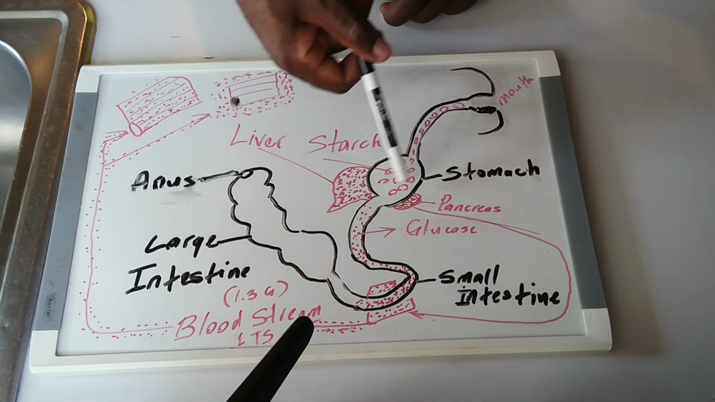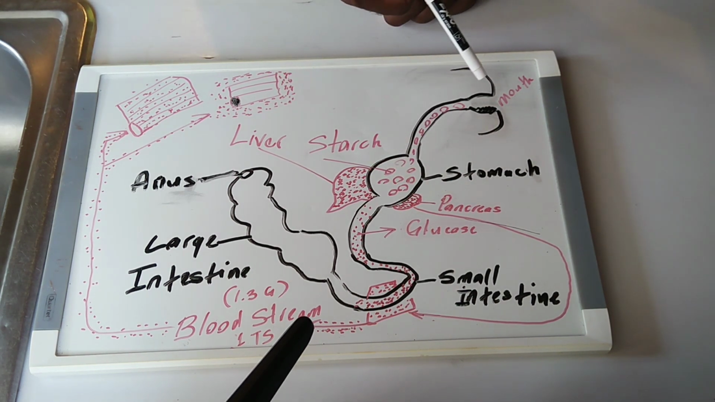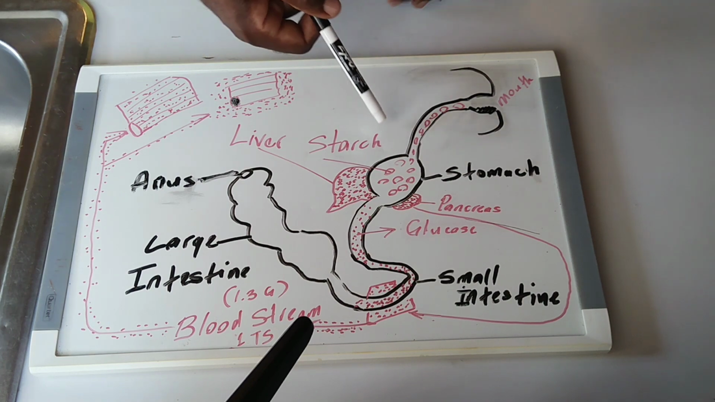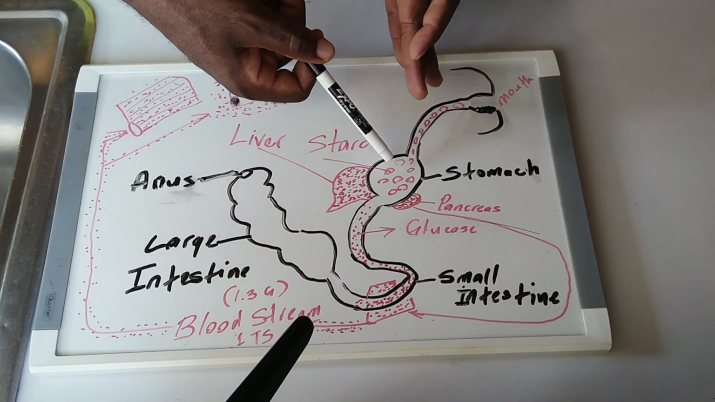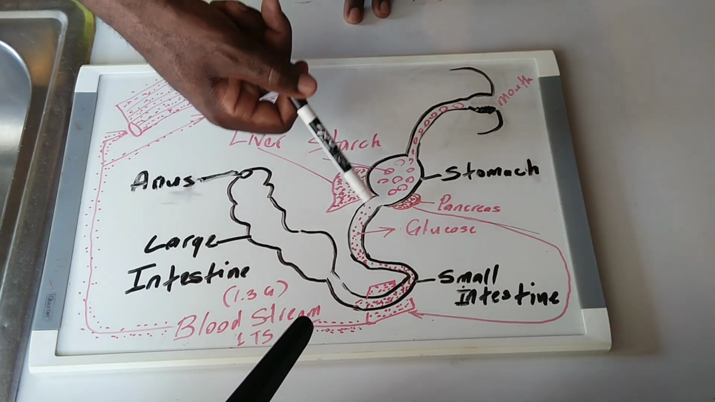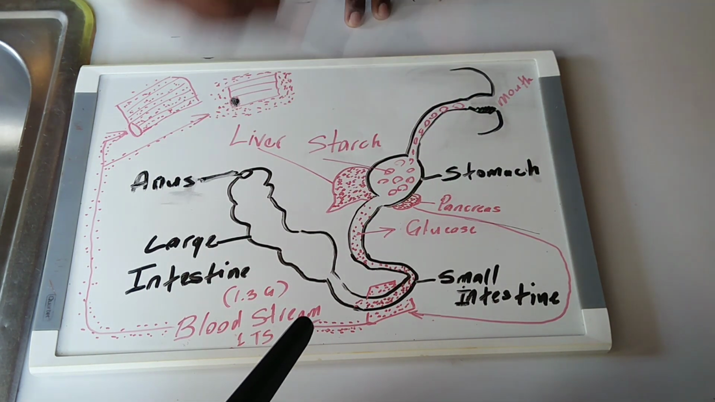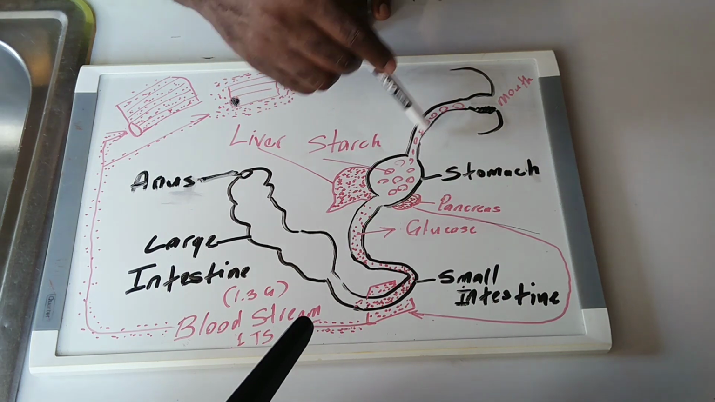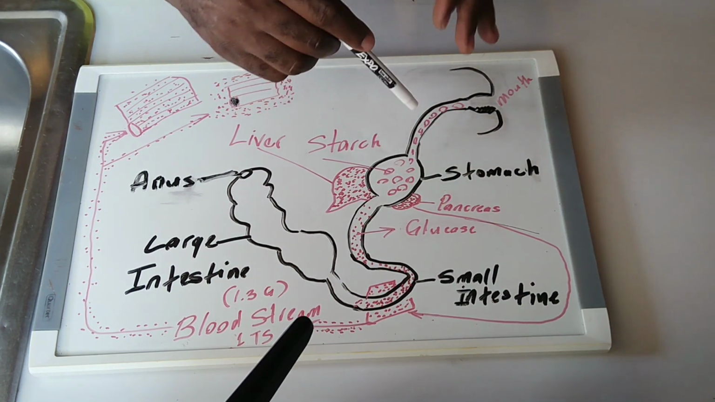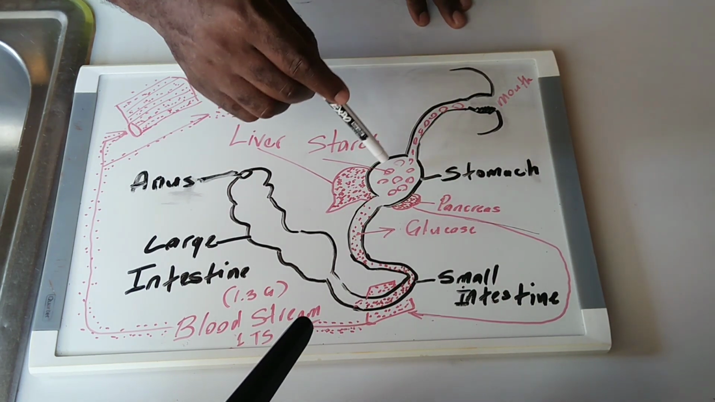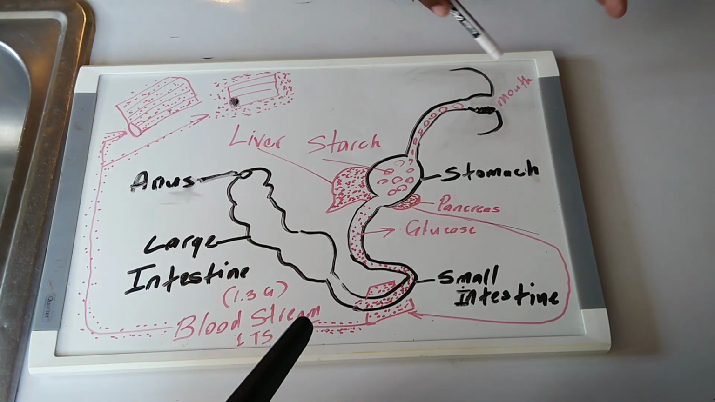Digestion occurs here in the stomach, right? And digestion is just the breaking down of the food. Notice how I draw these food particles larger compared to these, because these food particles are digested. They are properly broken down compared to this that is not yet, or that is partially digested or partially broken down.